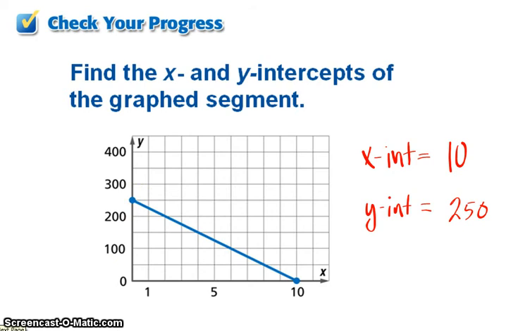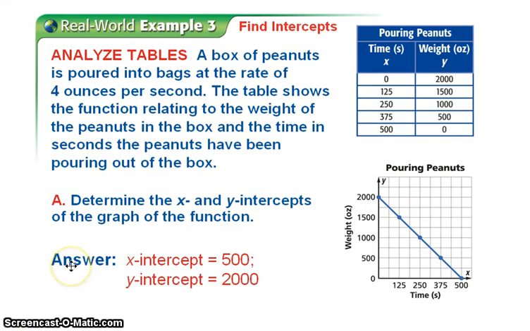What we want to do now, though, is use those intercepts and interpret what they mean within the context of our graph. Let's look at your example 3. A box of peanuts is poured into bags at the rate of 4 ounces per second. The table shows the function relating the weight of the peanuts in the box and the time in seconds the peanuts have been pouring out of the box.